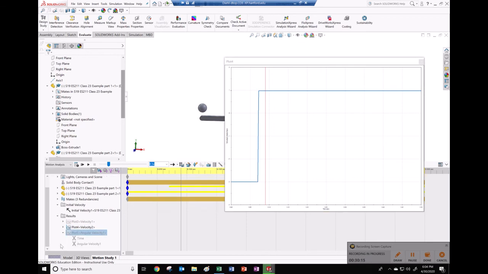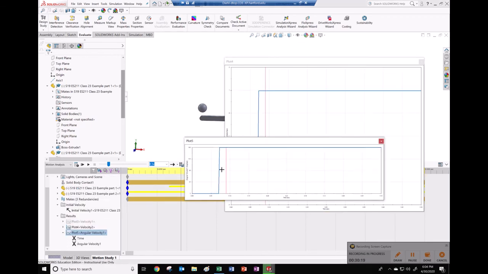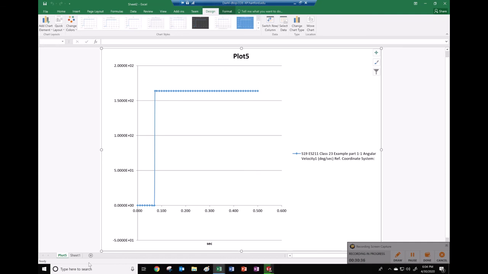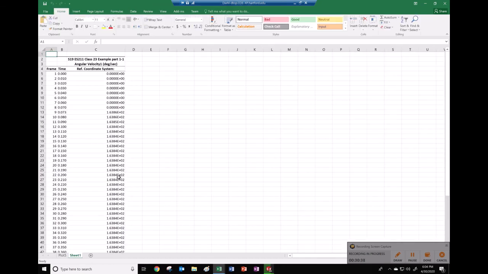What about the angular velocity? Let me show that plot again. Yeah, that's still messed up as part of this. Let me just export it and see what the actual values are, because you can't really read this graph. These SolidWorks graphs are terrible.